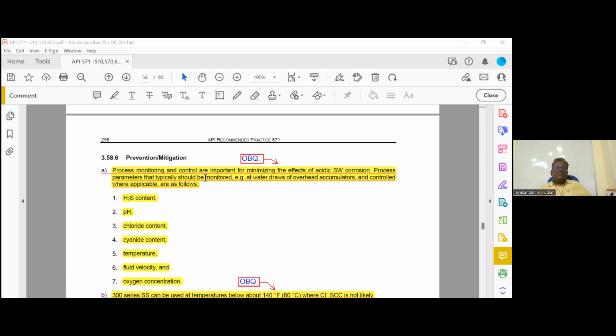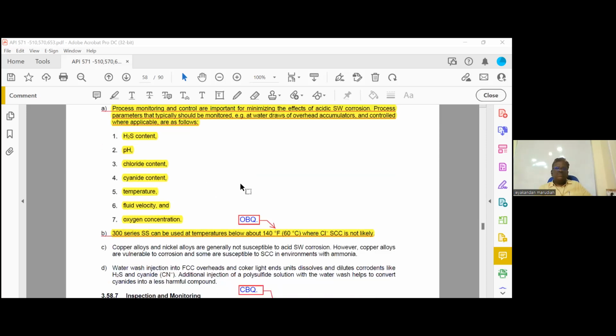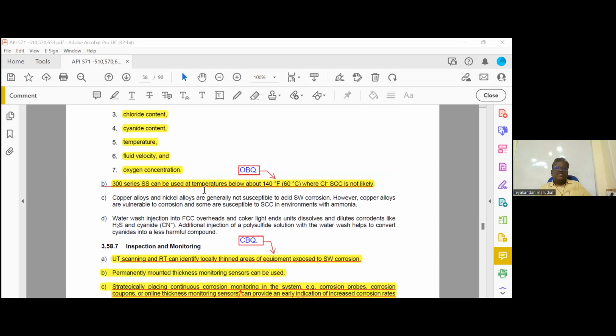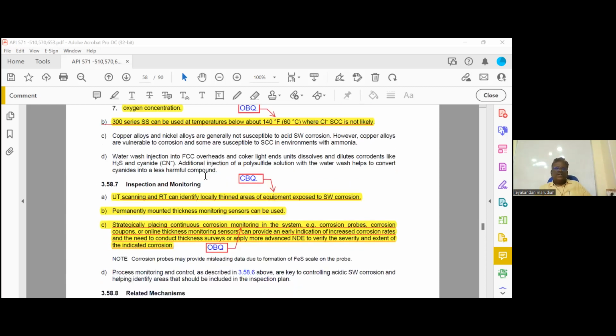Prevention: process monitoring and control are important for minimizing the effect of sour water corrosion. Process parameters, so we have to monitor H2S, pH, all these things. That is open book question. 300 series can be used at temperatures below 140 where chloride stress cracking is not likely. That is again open book. Inspection: UT scanning and RT can identify locally thinned areas. Then strategically placed continuous corrosion monitoring, corrosion probes and corrosion coupons we can use. That is also open.